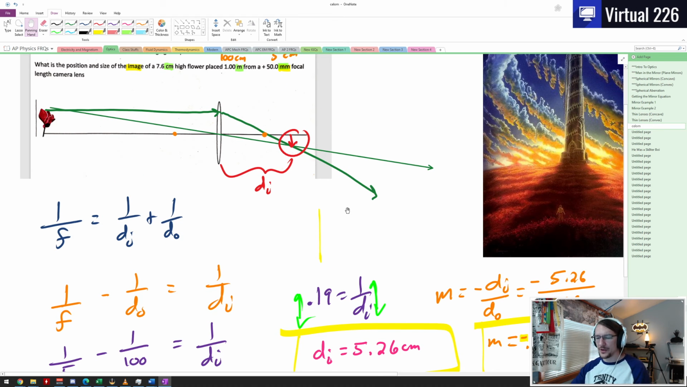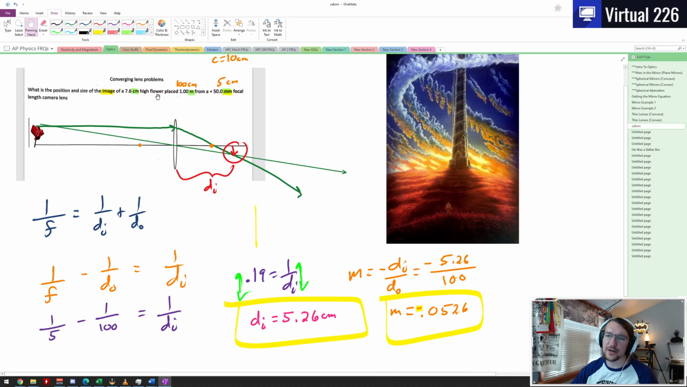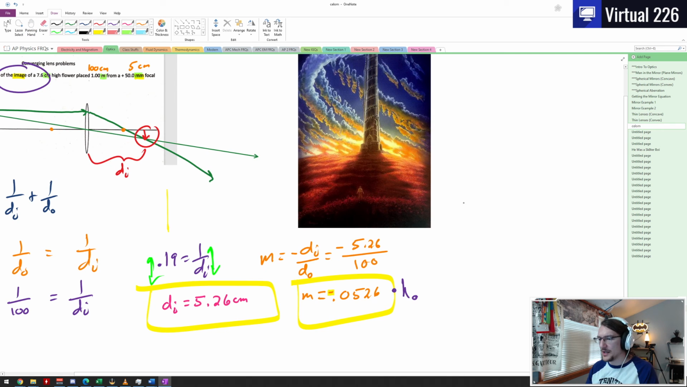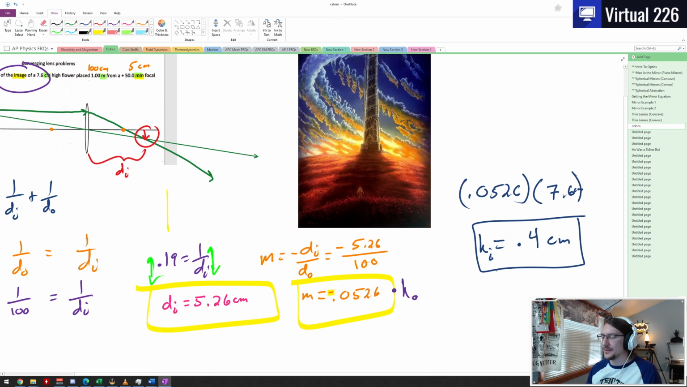So nothing too crazy. Probably the hardest part about this problem was just recognizing that things are in centimeters, meters, and millimeters, and converting that. If I actually wanted to find the true size of this image, I know its magnification. So if I simply multiply it by the height of the object itself, which is 7.6 centimeters, 0.0526 times 7.6 centimeters, that'll say this flower image is going to be about 0.4 centimeters tall. That's the true height of the image. Negative just means that it's inverted, and I kind of ignored the negative there because of the convention.